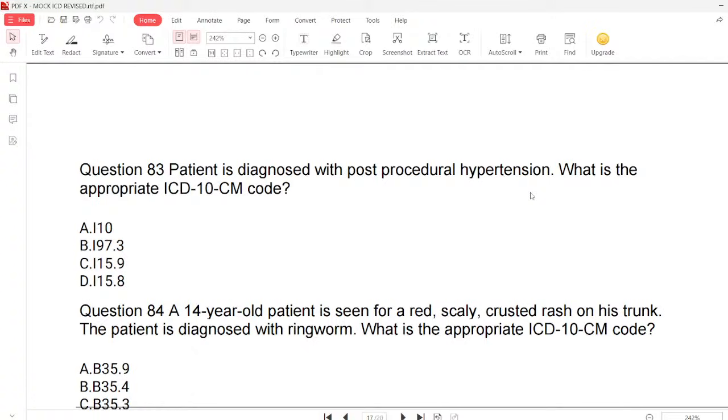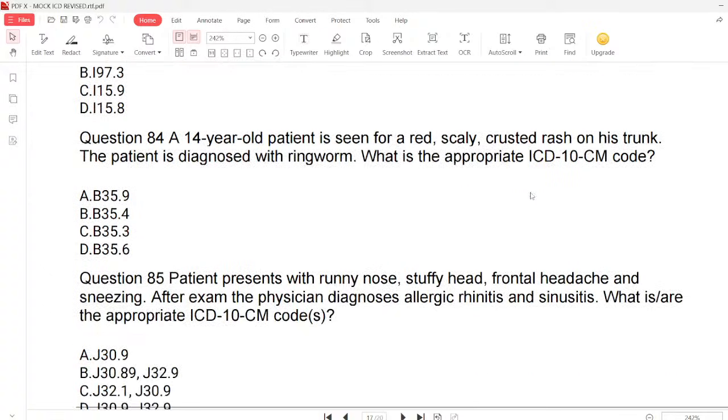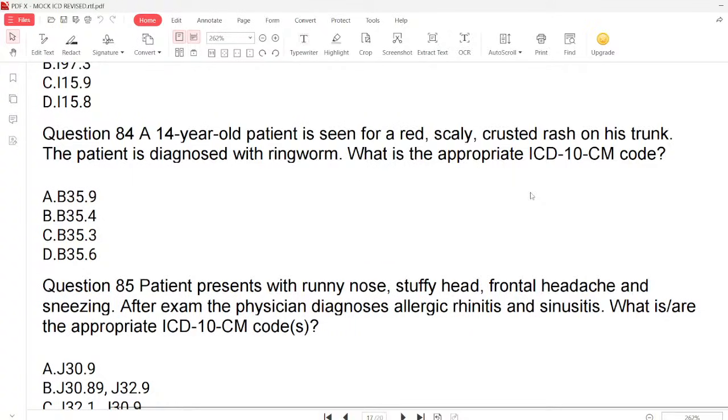Okay, Rasna Rashi, correct answer. Yeah, 84. Let us check the 84th one. A 14-year-old patient is seen for a red scaly crusted rash on his trunk. The patient is diagnosed with ringworm. So, what is the appropriate ICD-10 code?